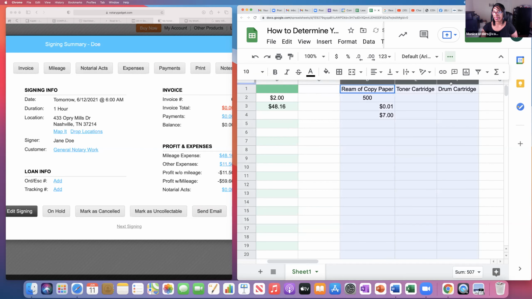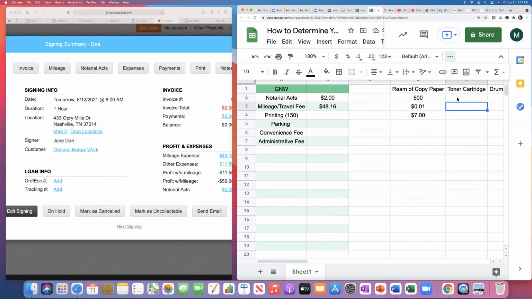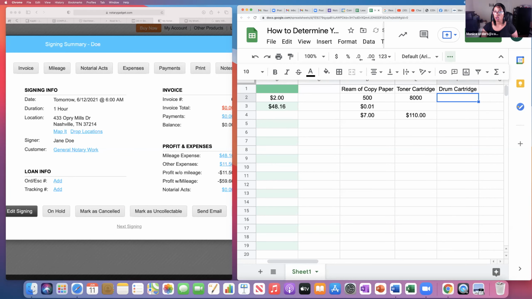On the toner price, just your most expensive toner. 110. Okay. And could you tell me how many sheets or how many pieces of paper it says it's good for? 8,000 pages. Thank you. And on the drum cartridge, could you tell me how much the most expensive one that you can find is?